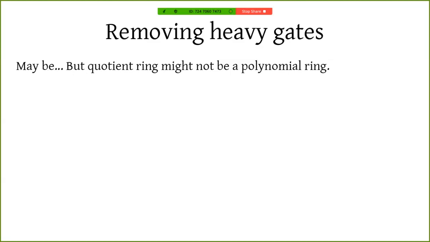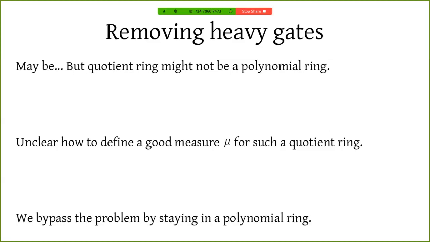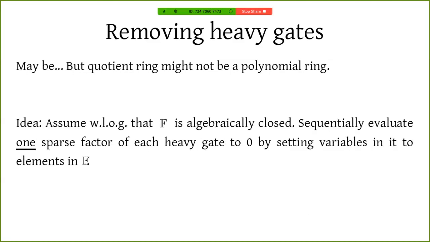Well, maybe we can, but the problem is if we go modulo an ideal generated by arbitrary sparse polynomials, then the quotient ring that we obtain might not be a polynomial ring, and it is not clear how to obtain or define a good measure mu for such a quotient ring. We bypass this problem by staying in a polynomial ring, and the way we do this is as follows. We assume without loss of generality that F is an algebraically closed field, and then we sequentially evaluate one sparse factor of each heavy gate to 0 by setting variables in it to elements in F.